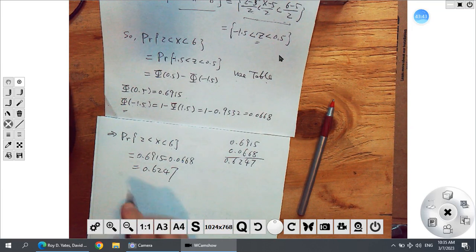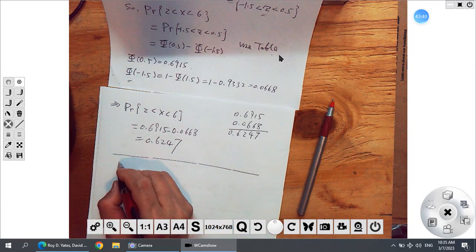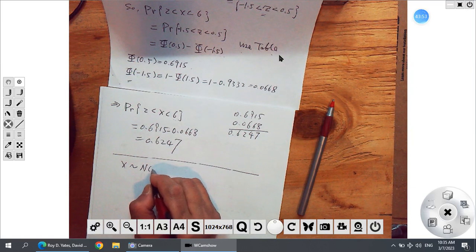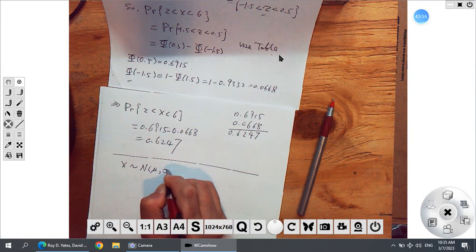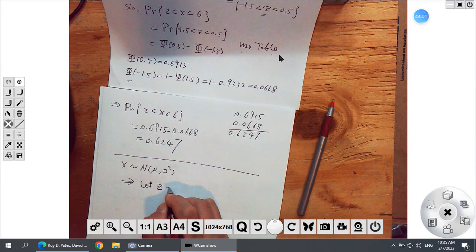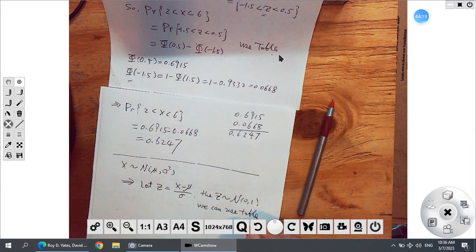So, let me give a summary. If x obeys a Gaussian distribution, normal distribution with parameters mu and sigma square, then let z equal to x minus mu over sigma. Mu is just this mu, sigma is this sigma. Then z obeys a normal 0 and 1. We can use the table.